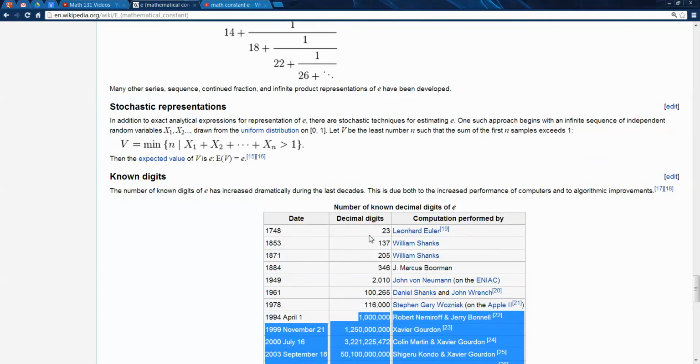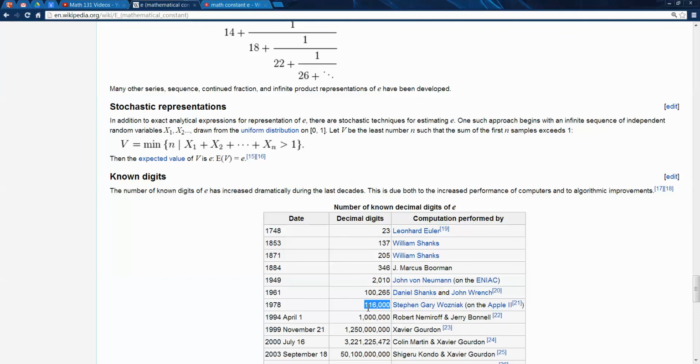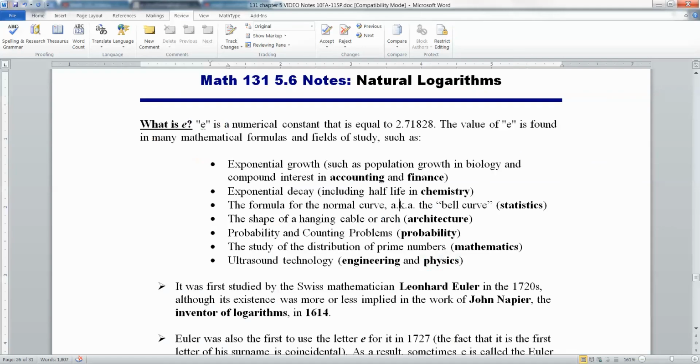Cool. And by the way, that's Steve Wozniak. That's the guy that owns Apple, right? Or runs Apple. So he, in the 1970s, came up with 116,000 digits. Pretty cool, huh? Okay, so that's what e is. And e is a really important number. I mean, it has its own Wikipedia page and everything. It actually has books.